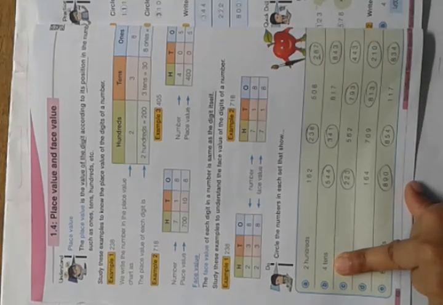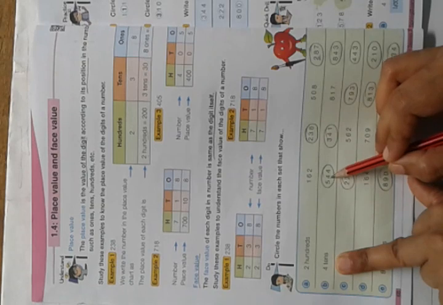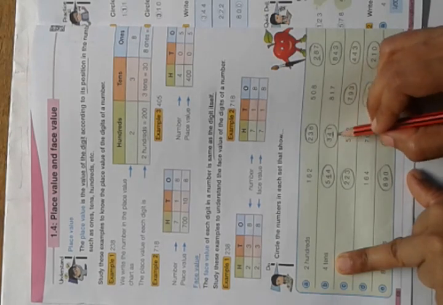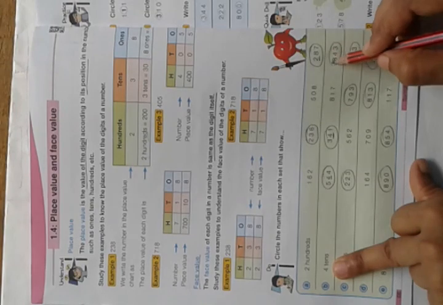4 tens means 40. Okay. So see here, 540. So circle this number. 341. So circle this number also. It is 817. Okay. There is no 4 tens here. So leave this number and circle the other number. 843. Next, 3 ones means in the ones place we have to see the number 3.